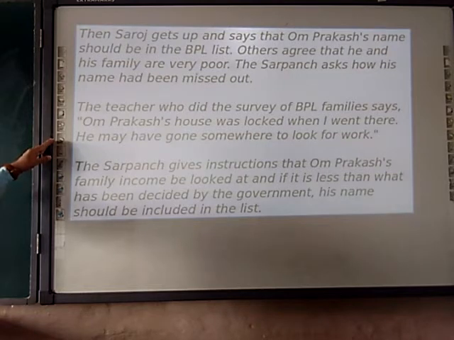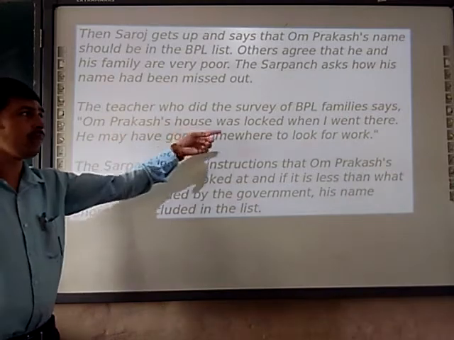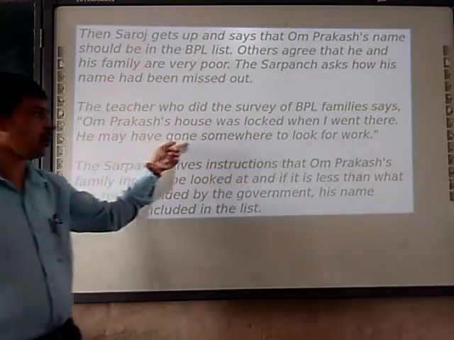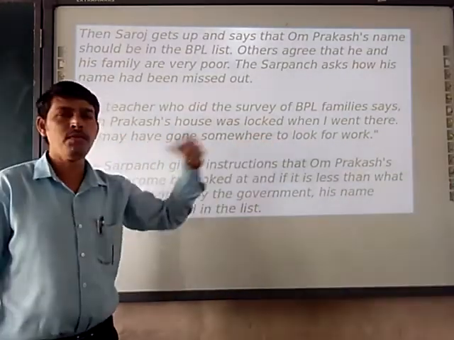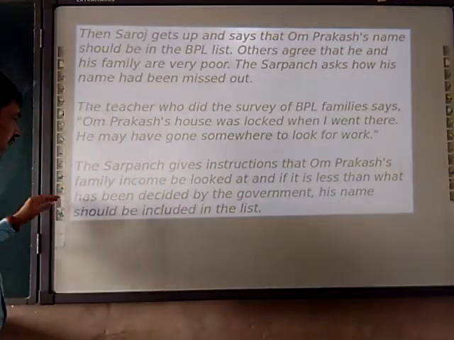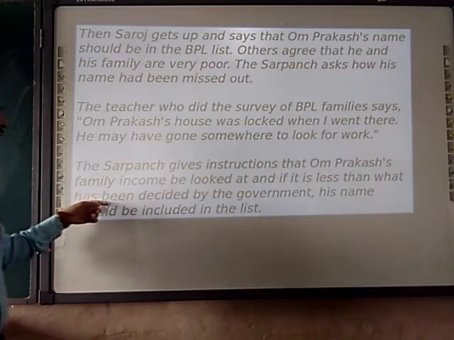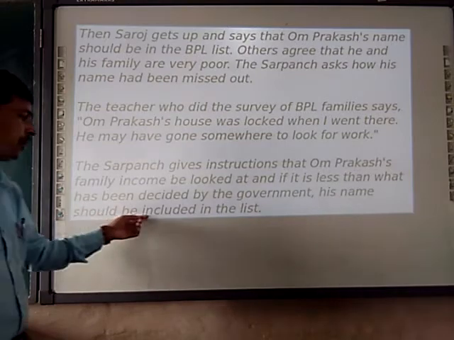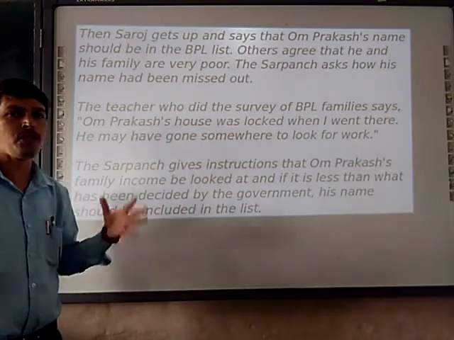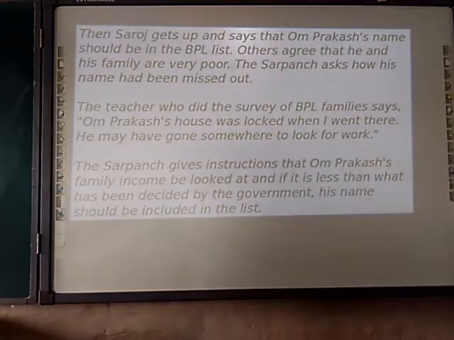The teacher who did the survey of BPL families says Om Prakash's house was locked when I went there, and he may have gone somewhere to look for work. Next, the Sarpanch gave instruction that Om Prakash's family income be looked at, and if it is less than what has been decided by the government, his name should be included in the list. So finally the solution came out.